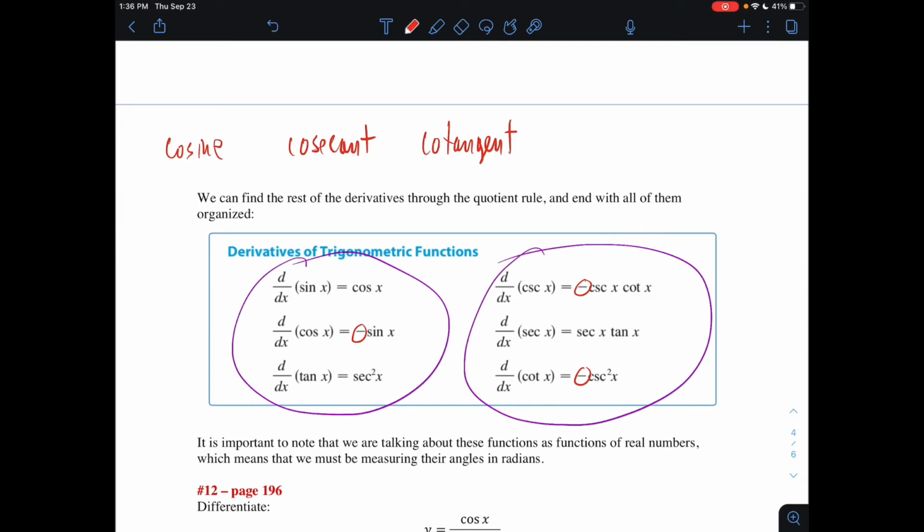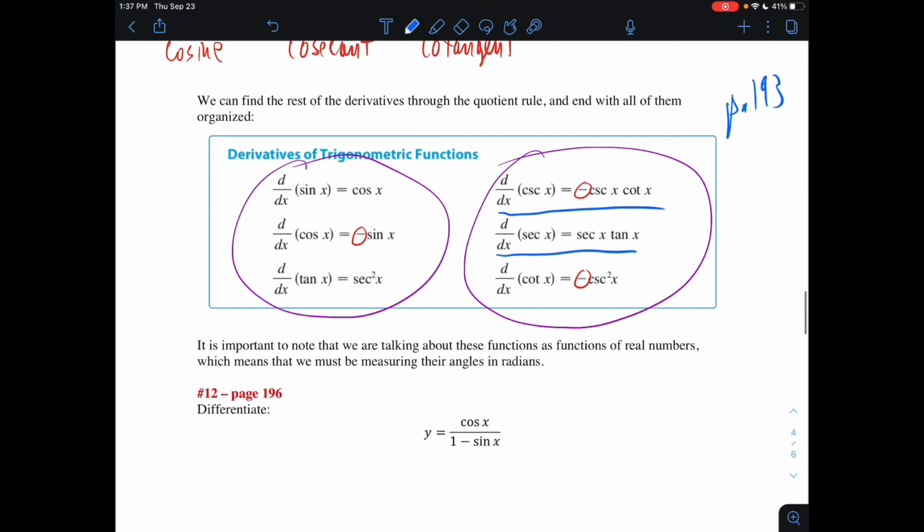The derivative of cotangent x is negative cosecant squared x. The derivative of secant x, which is in the middle here, that gives us secant x tangent x. And then the derivative of cosecant x follows a similar pattern. It's just that it's negative. So the derivative of cosecant x is negative cosecant x times cotangent x. So this box here, which you can also find in the textbook at the bottom of page 193, that becomes something now that we want to memorize. So you want to memorize these derivatives for these functions.